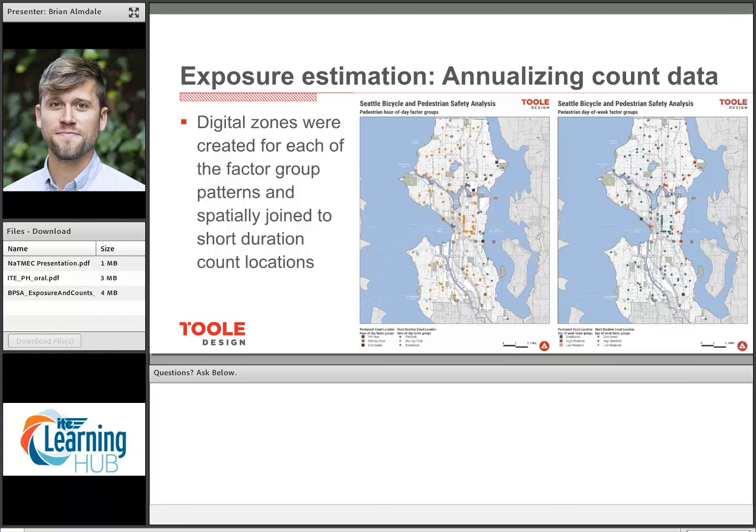While assigning the short duration count locations to groups, we sought to balance between assigning based on similarity of conditions and on spatial proximity. For count sites that are very close to a permanent counter, it's generally reasonable to assume that the patterns are similar. However, for locations that are a bit further from the counters, the factors had to be applied from different locations in the city to best match the likely underlying patterns.